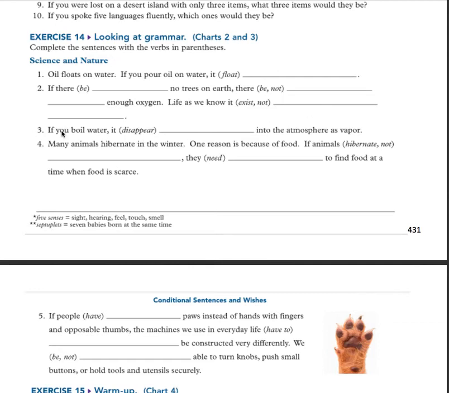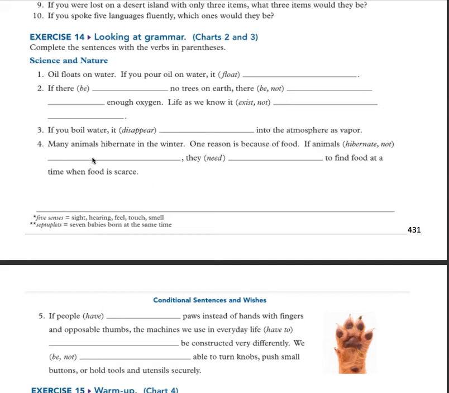Number 3, if you boil water, it will disappear into the atmosphere as vapor. And it disappears into the atmosphere as vapor because that's a general established truth, a predictable result. When you boil water, it disappears into vapor. Okay? And it will disappear.